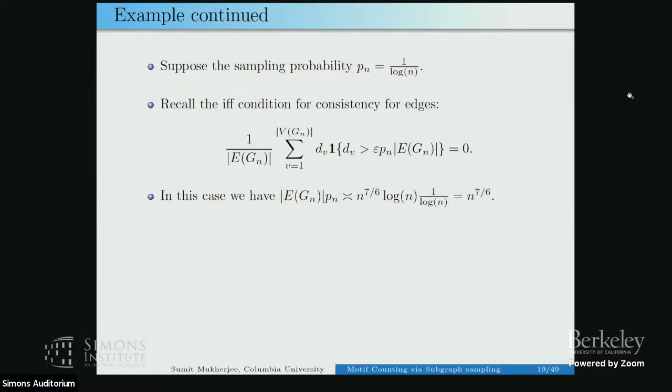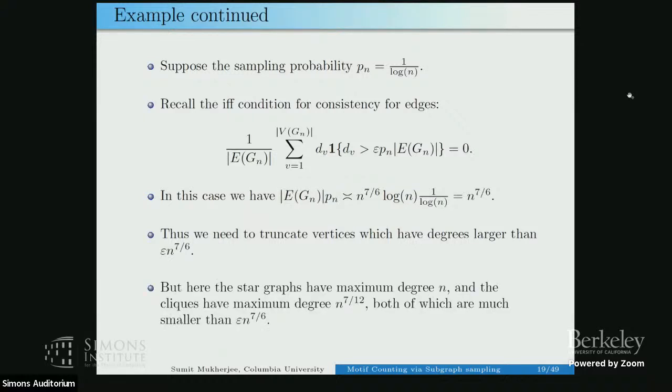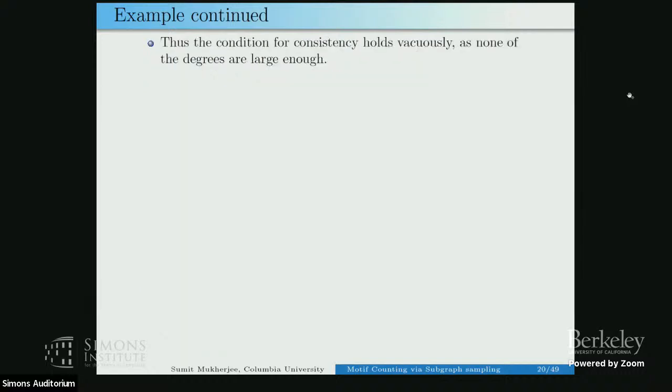The threshold you need to compare here is n to the 7/6, which is great because this is your truncation point. But you don't need to truncate at all, because the star graphs have maximum degree n, and the cliques have maximum degree n to the 7/12, which is much less than n. So this quantity is exactly 0 for every n large enough, and therefore it's consistent. You cannot check this by a direct second moment argument, but it shows that a truncation will work, and that's actually what our theorem does as well. So consistency holds.